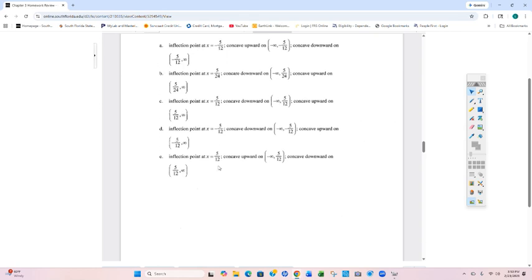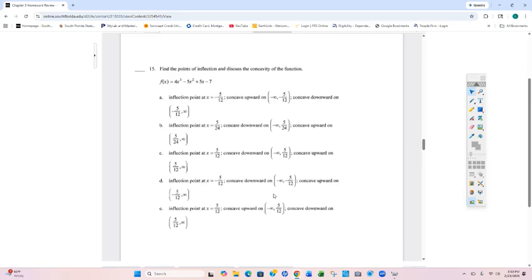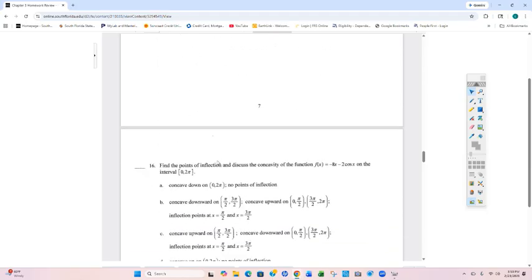E, inflection point at 5/12. Concave upward on the interval negative 8, comma, 5/12. Concave downward on the interval 5/12, comma, infinity. The answer to number 15 is E, and that is from section 3.4.